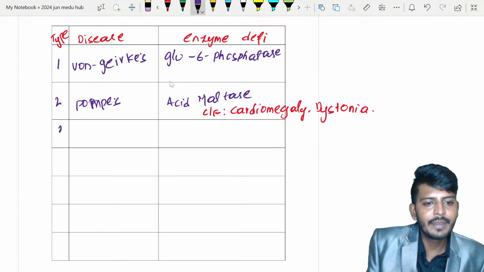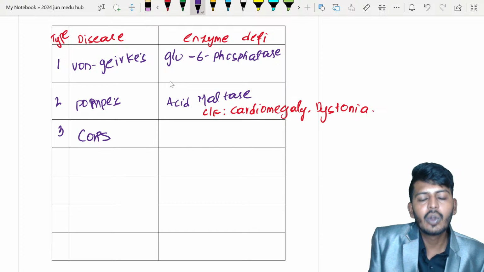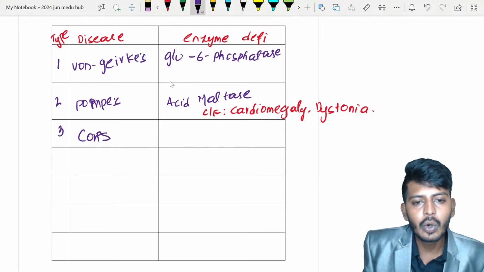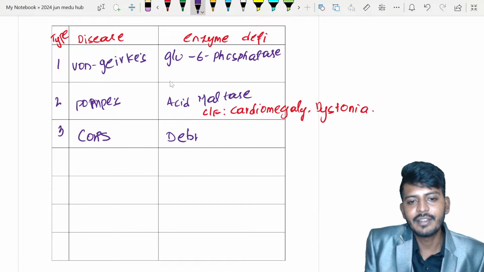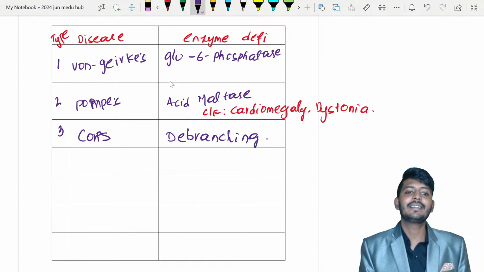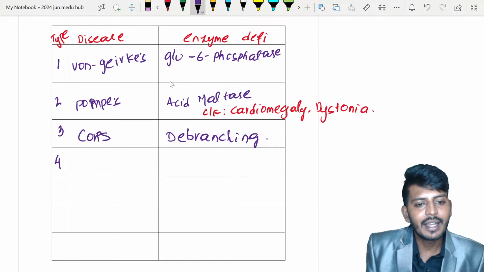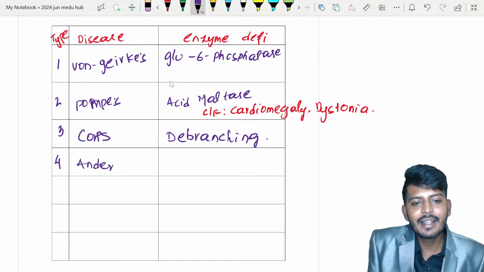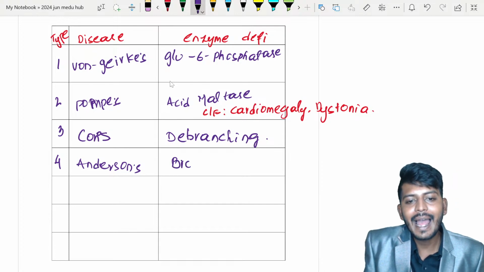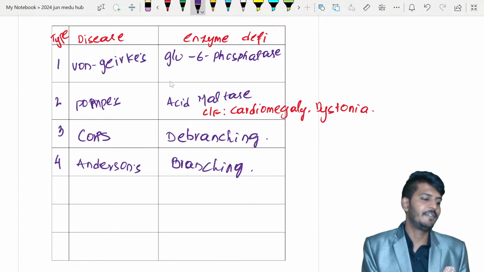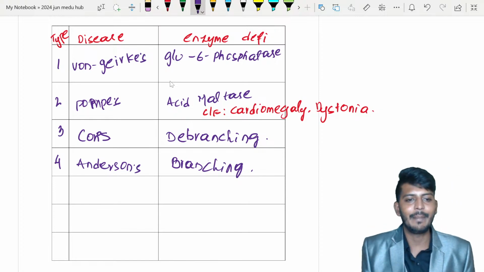So then the next one, type 3. Type 3 glycogen storage disorder is called Cori's disease. Cori's disease is due to debranching enzyme deficiency. What is that? Debranching enzyme. Type 4 glycogen storage is called Andersen's disease. Andersen's disease is due to branching enzyme deficiency. Which enzyme? Branching enzyme deficiency.